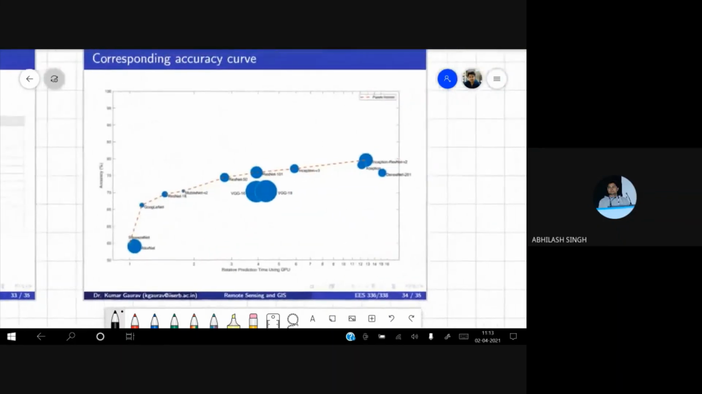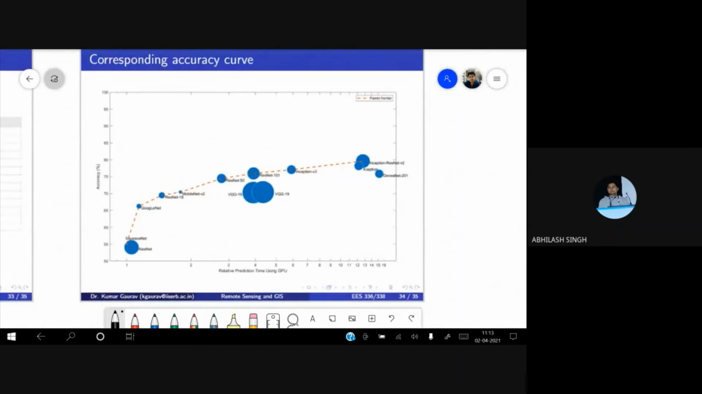This is the computational time required in CUDA, that is your GPU, and this is the accuracy. So you can see GoogleNet has a higher accuracy than AlexNet, and nowadays we have some higher accuracy. We have reached an accuracy of approximately, I guess, 80. So these are pre-trained networks, and these are mainly for object detection.